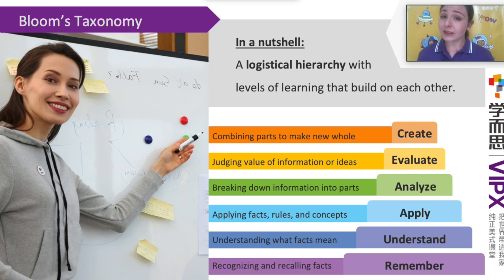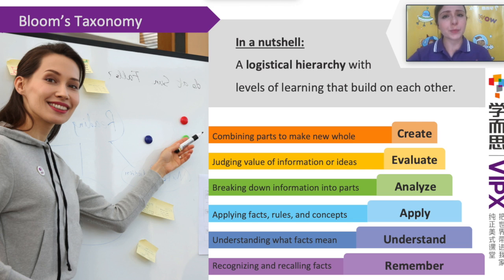So in a nutshell, if you are not familiar with it, it is a logistical hierarchy with levels of learning that build on each other. So that's nice and abstract. Let's break it down into what that actually means. So we have over here our wonderful little cake graphic. So it is important to think about Bloom's taxonomy as a cake.